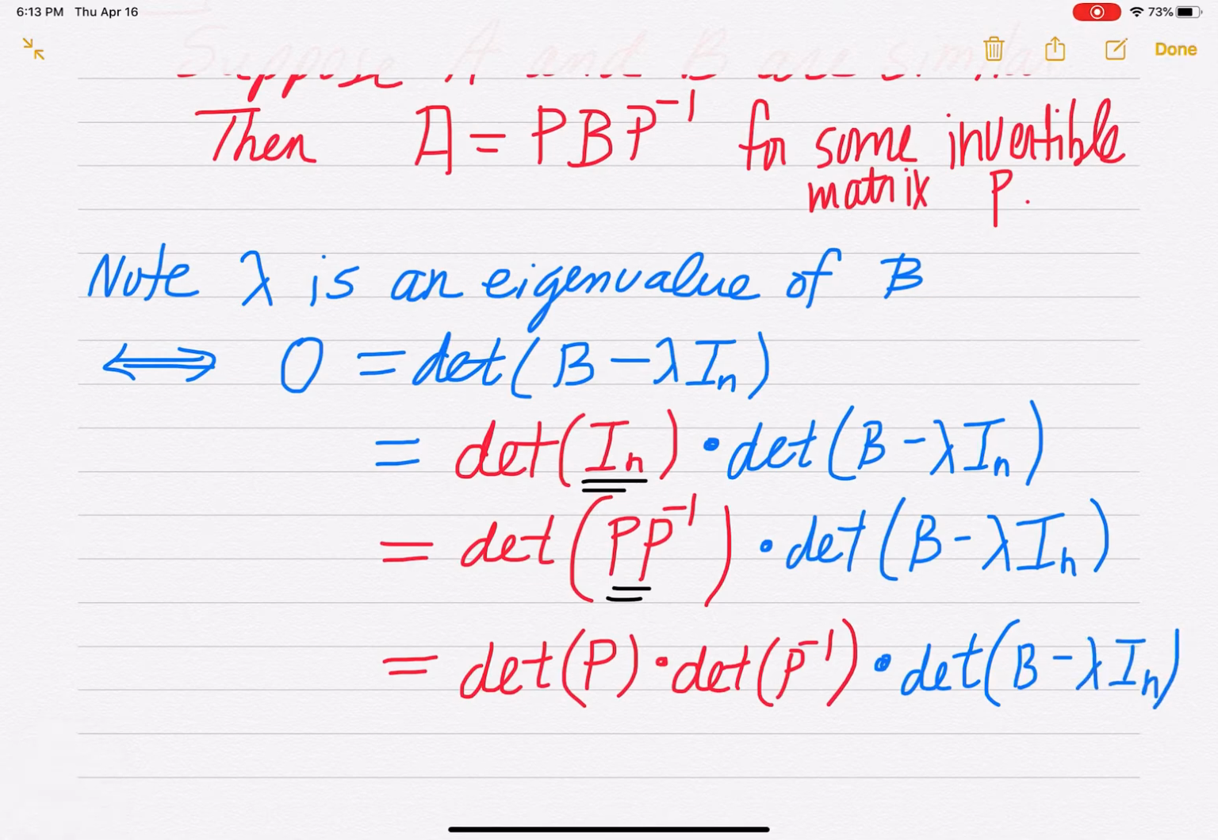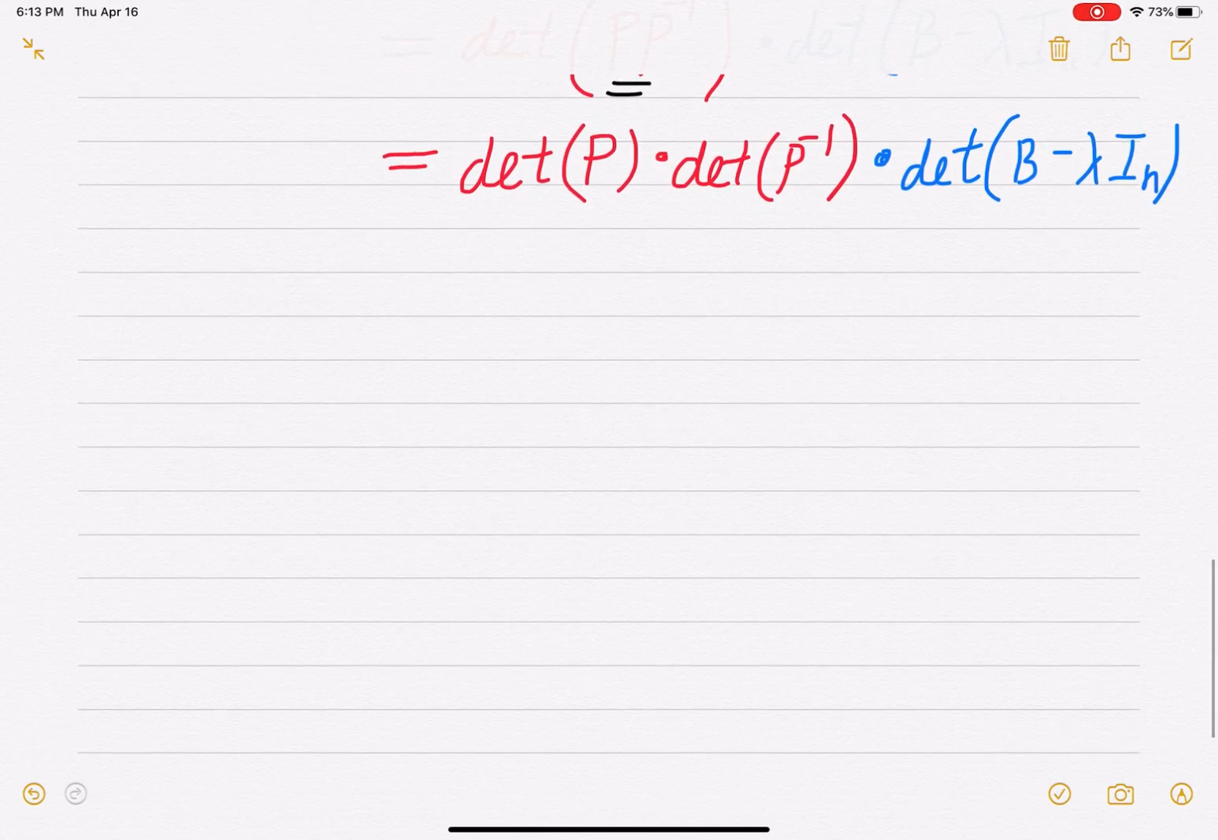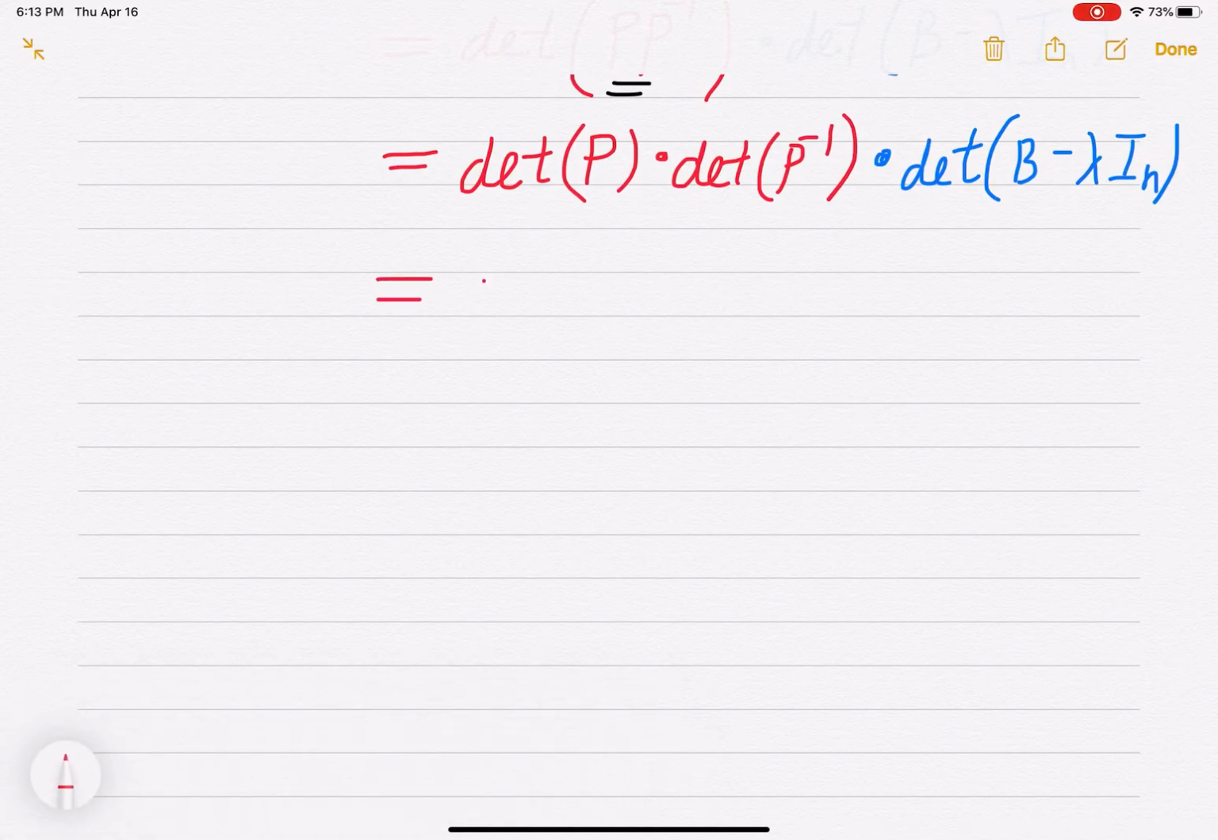Now these determinants, these are not matrices, right? They're just numbers. So you can change the order of determinant multiplication. You can't change the order of matrix multiplication because matrix multiplication is not commutative. But determinants are just numbers, so numbers commute with respect to multiplication. So I'm going to change the order.